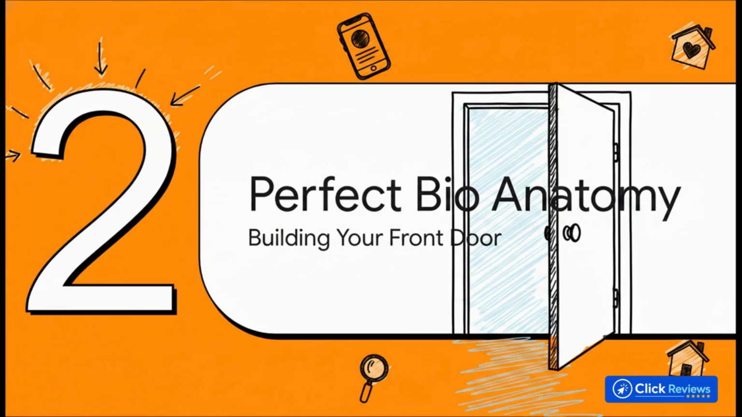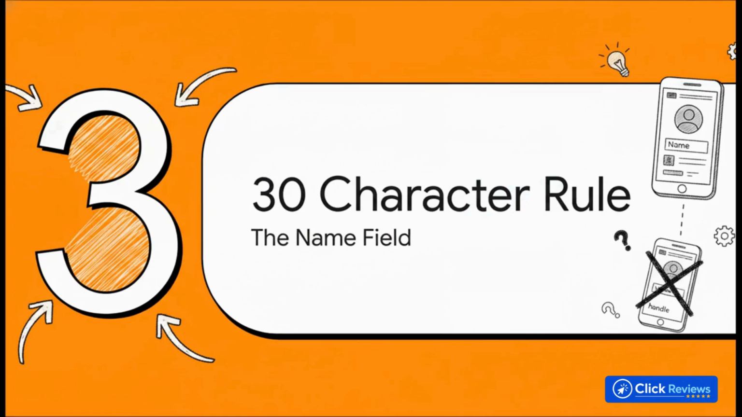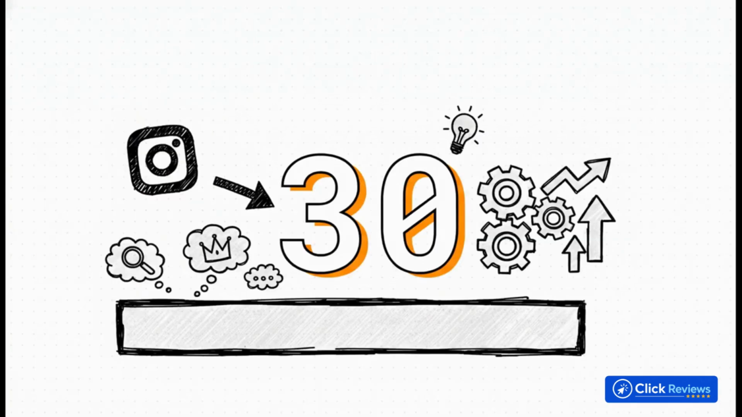All right, moving on to Section 2, Anatomy of a Perfect Bio, or as I like to call it, Building Your Digital Front Door. Which brings us right to Section 3, the 30-character name rule. This is a component that creators just constantly misunderstand and misuse. You have a strict maximum of exactly 30 characters in the name field. And just to be clear, that means the actual name on your profile, not your user handle.